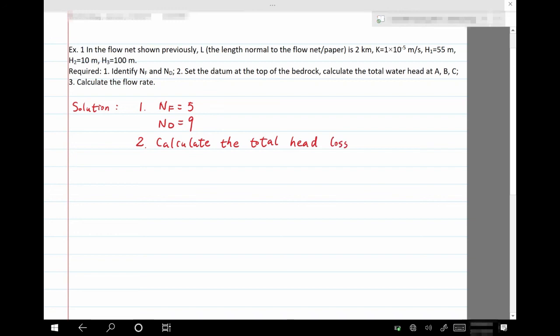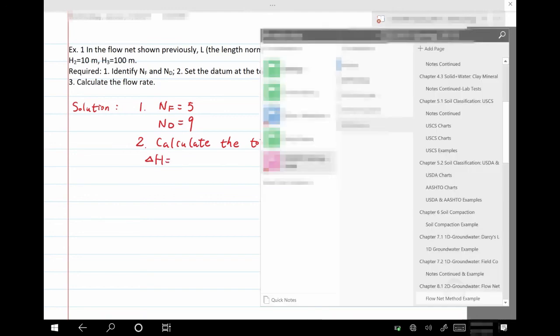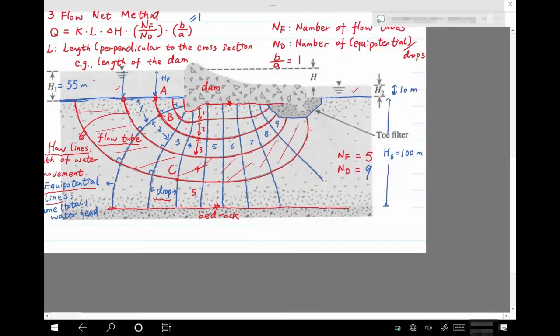The total head loss in this case is delta H equals H. If we get back to the previous figure to see the head loss, the head loss is the difference between the total head at the first equipotential line and the line on the right. You can see that the total head at the first equipotential line is the pressure head 55 meters plus this 100 meters. So it's H1 plus H3. And the total head on the right-hand side, at the last equipotential line, is H2, 10 meters, that's the pressure head, plus H3. That's the elevation head, because the datum is here.